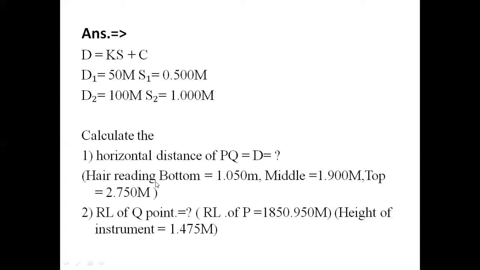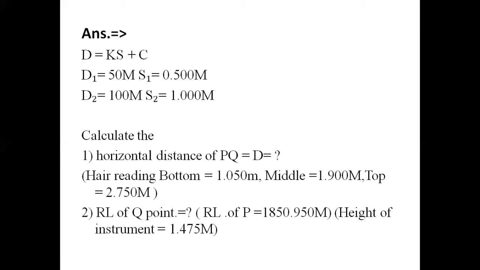Then the readings are also given. The bottom reading is 1.050 meter, the middle reading is 1.900 meter, and the top reading is 2.750 meter. And you also have to find the RL of point Q. In that condition, the RL of P is given, the value is 1850.950 meter, and the height of the instrument is 1.475 meter.